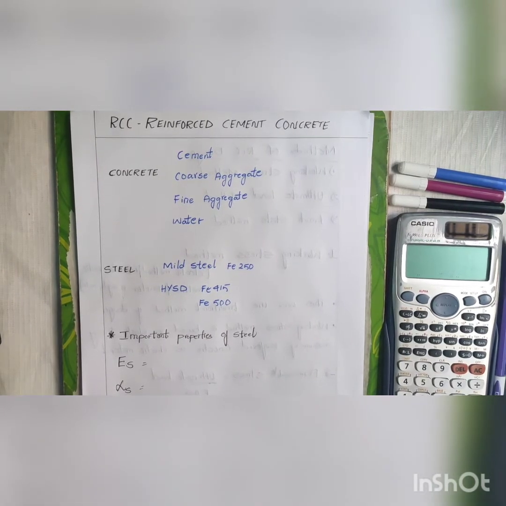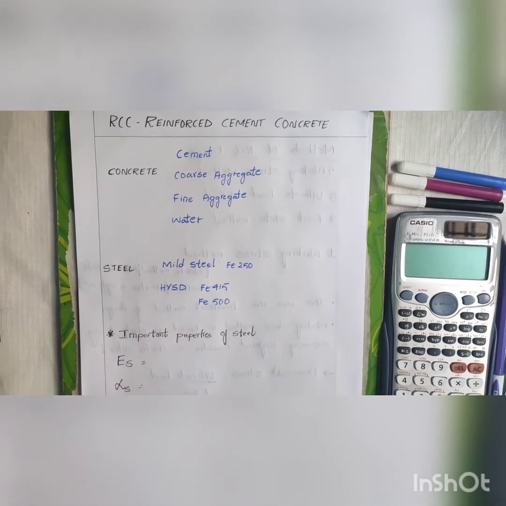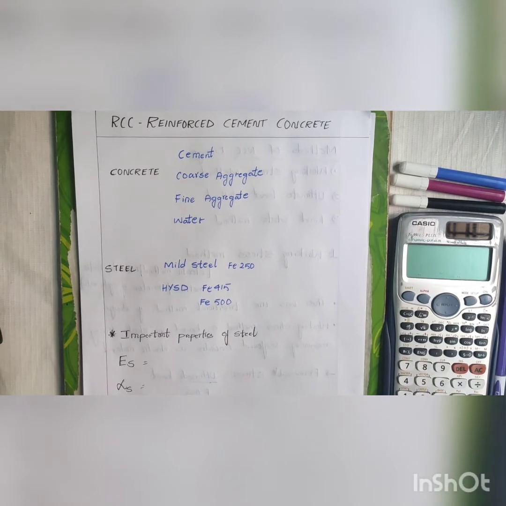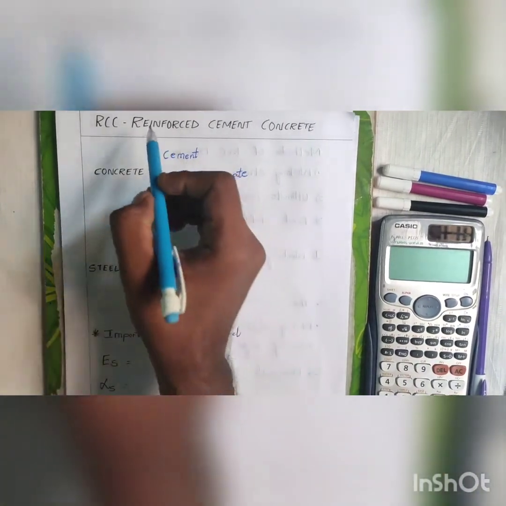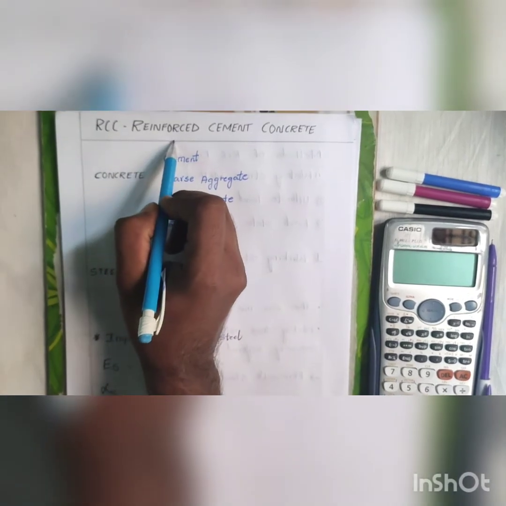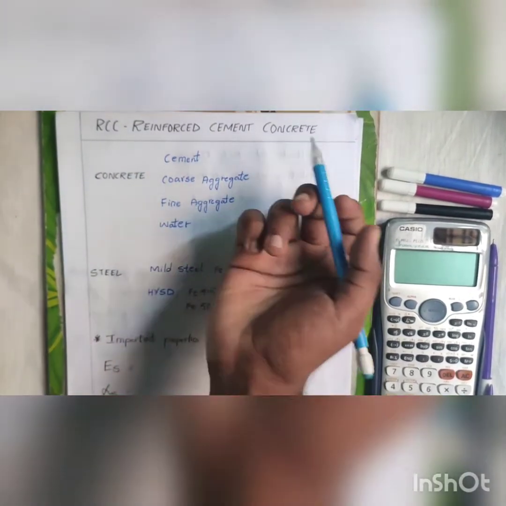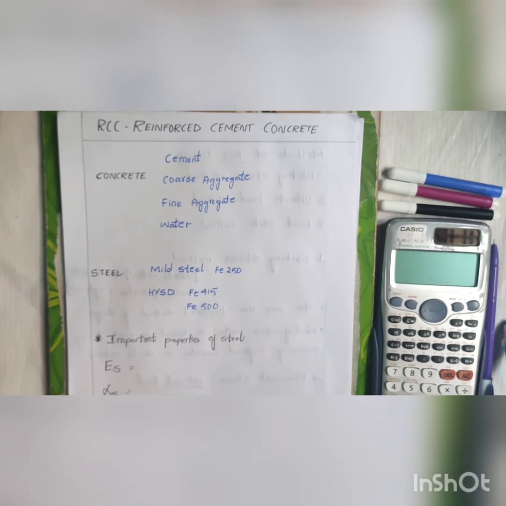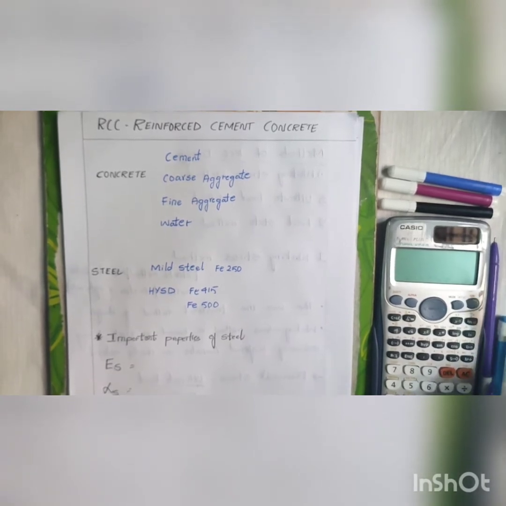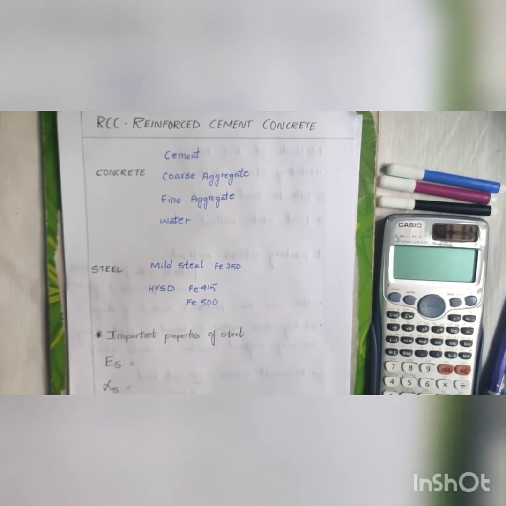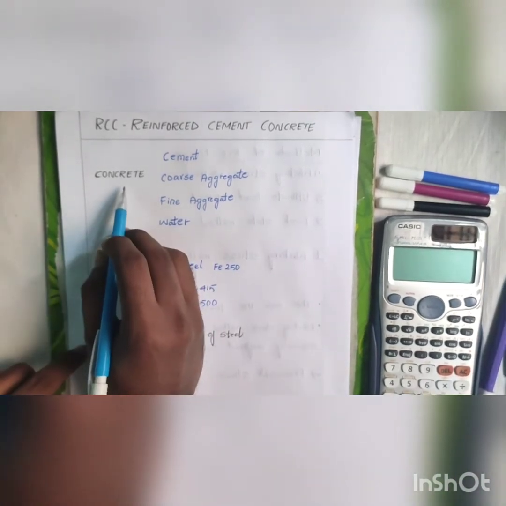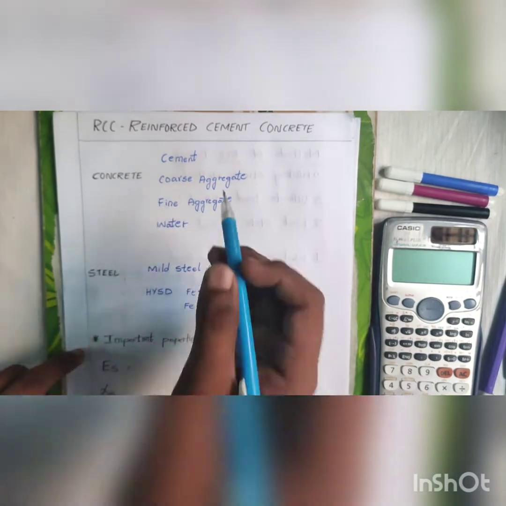From today, we are going to discuss the analysis of RCC. So, coming to RCC, what is RCC? RCC is reinforced cement concrete. Okay. So we'll just revise a glance of concrete and steel. Coming to concrete, reinforced cement concrete, we have concrete here.